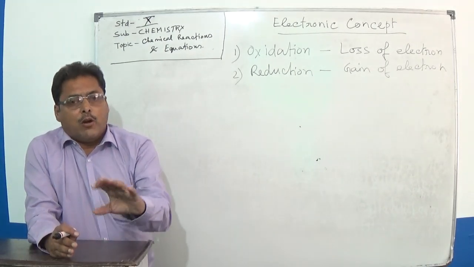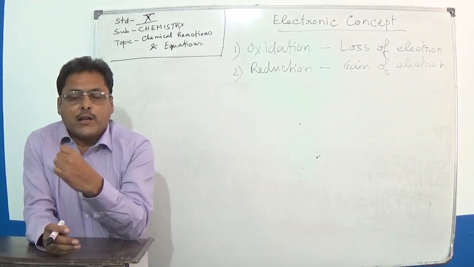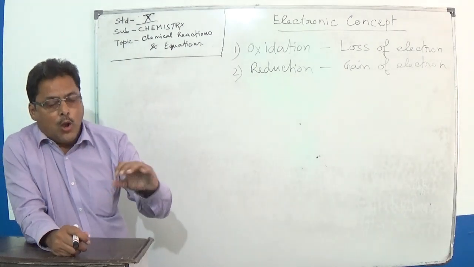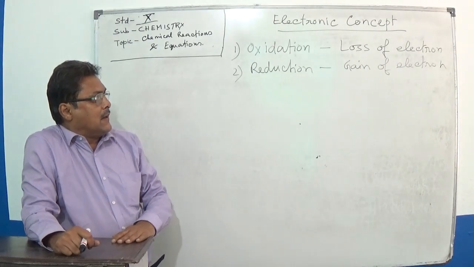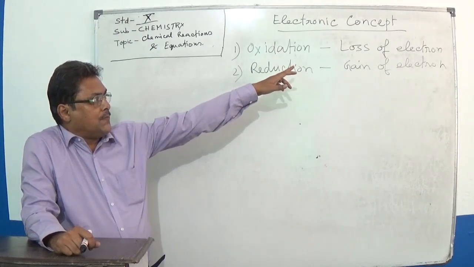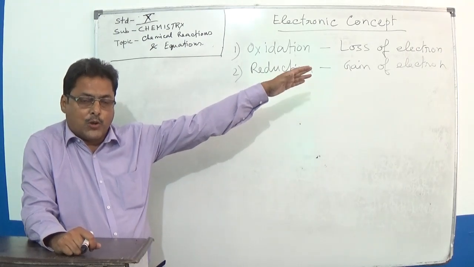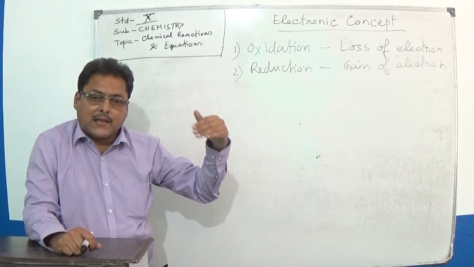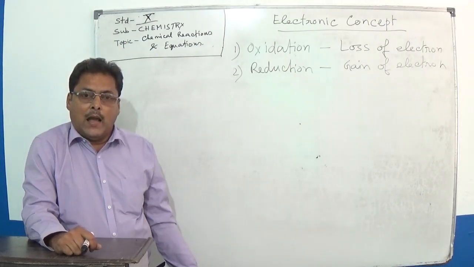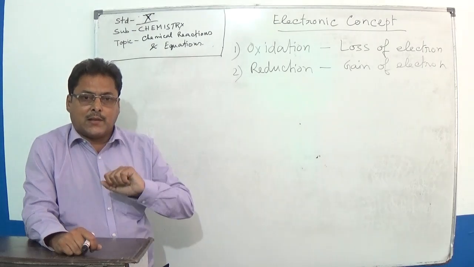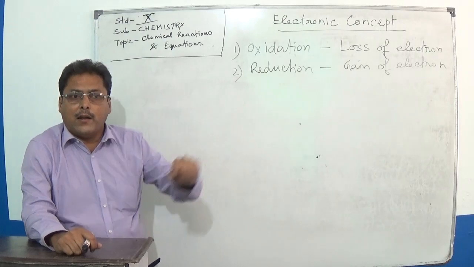Electronic conception of redox reaction. Explaining the redox reaction in terms of loss or gain of electrons. The substance that undergoes a loss of electron in a process, the process which makes a substance lose an electron, is called oxidation. And the process in which some substance gains an electron, we call it reduction.